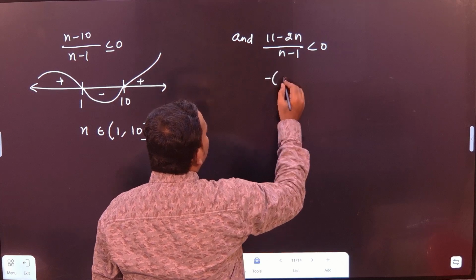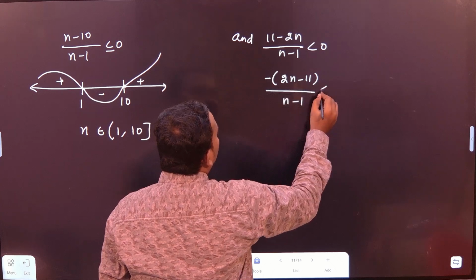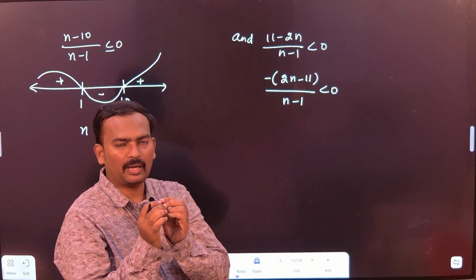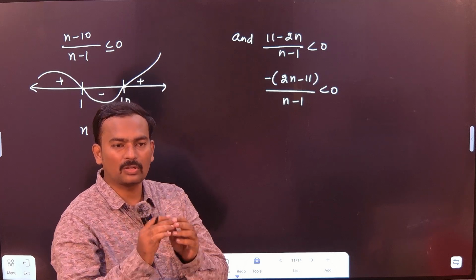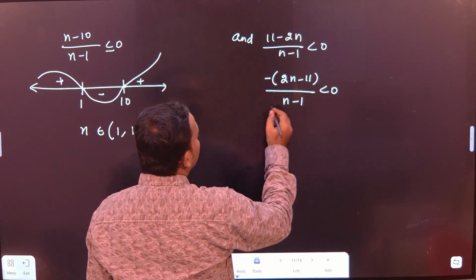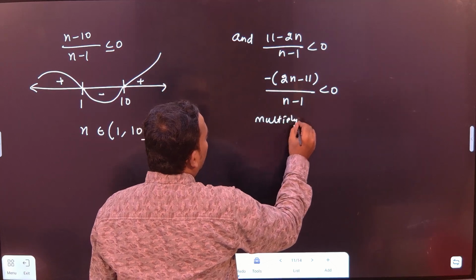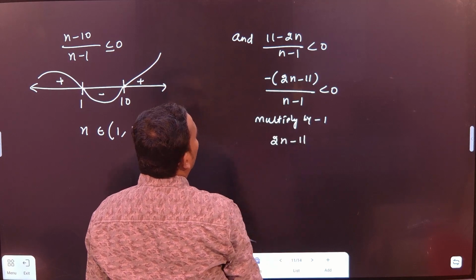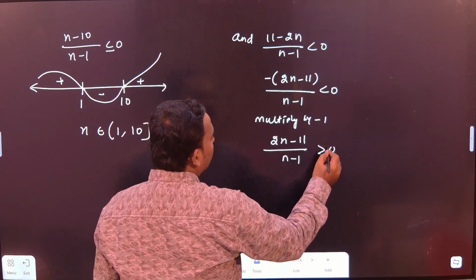Let's take minus common: 2n minus 11 divided by n minus 1 is less than 0. For this kind of question, you have to see the factors should be n minus something, not constant minus something, right? So for that I am taking the minus out. Multiply by minus 1, what will we get? 2n minus 11 over n minus 1 is greater than 0.